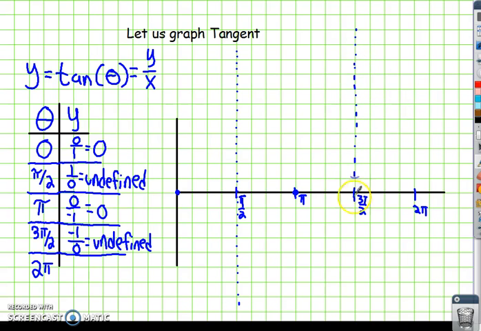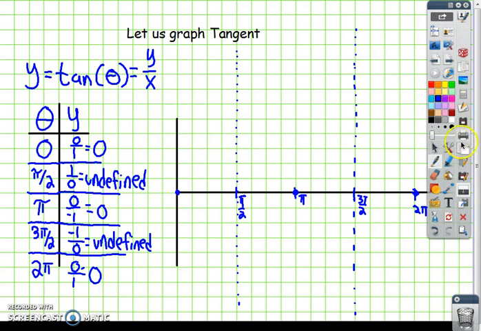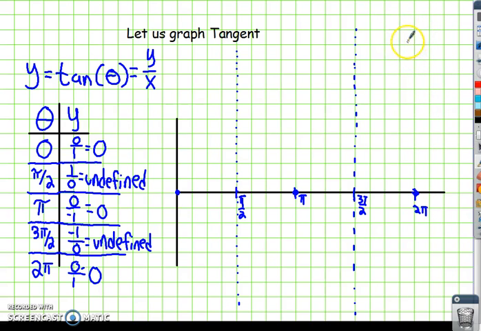Not exactly super helpful yet. And 2 pi, remember, is the same as 0. Gets me 0 over 1, which is a 0. So this is grand. I have a bunch of zeros and a bunch of asymptotes. That's stellar. So what do? I'm going to go for some other values on my unit circle for a t-chart.